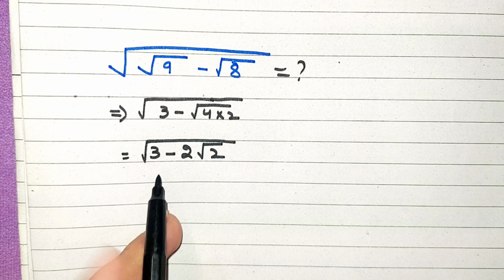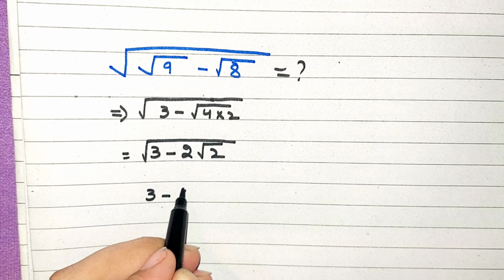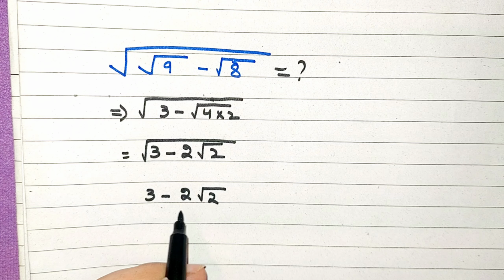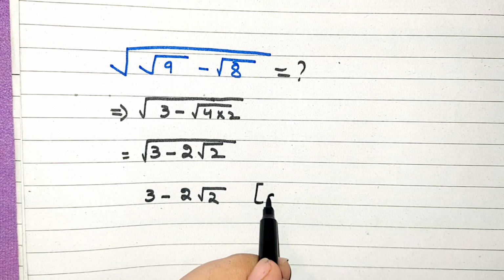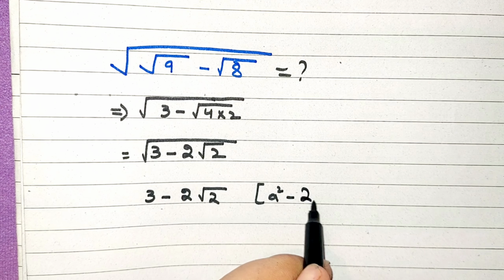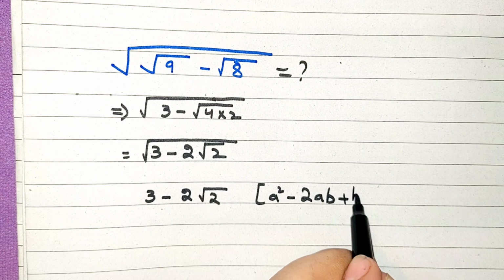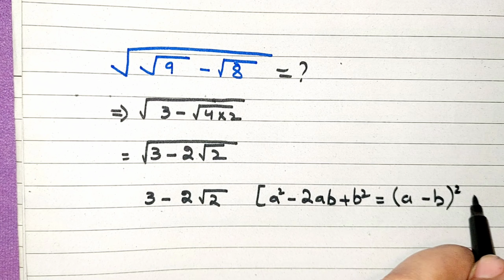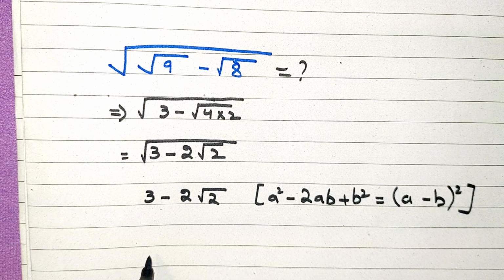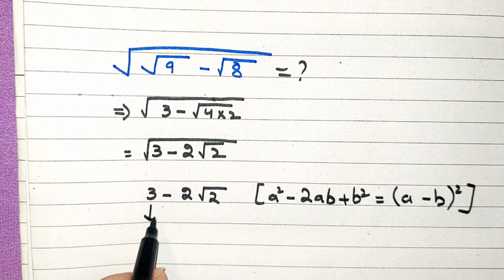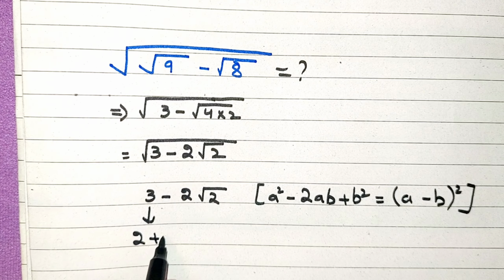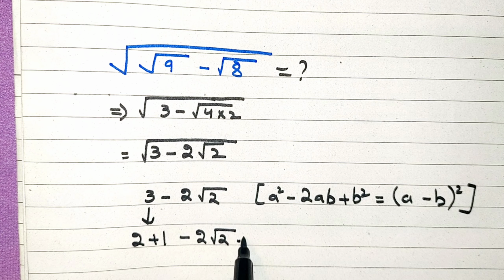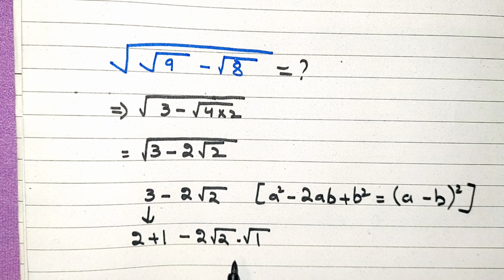Okay, so what's in the radical? That is 3 minus 2 radical 2. Let's write this in the form of a square minus 2ab plus b square is equal to (a minus b) whole square. So we can write 3 in the form of 2 plus 1, and minus 2 radical 2 times 1. Let's rearrange this.